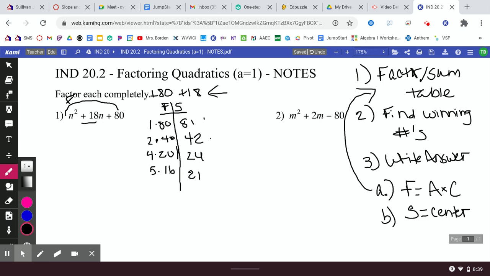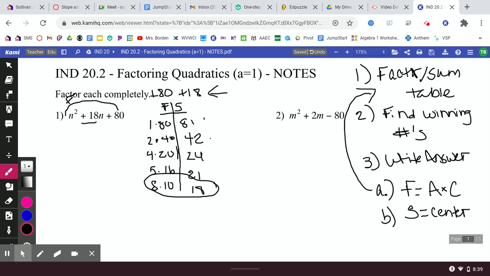80 is not divisible by 6. 80 is not divisible by 7. So I go to the next one. 8 and 10. 8 times 10 is 80. My sum, 8 plus 10, 18. Woo, woo, woo. There you go. There's your winning factors. Circle them. Okay?